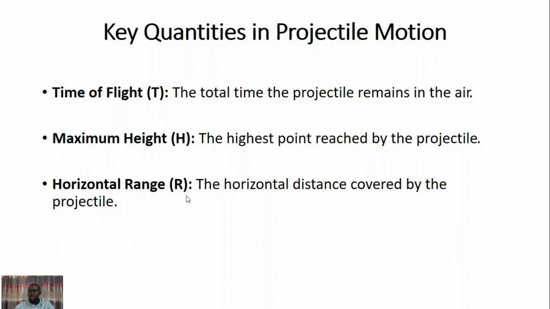There are key quantities in projectile motion, and these include the time of flight, which is the total time the body spent in the air. Let's say the body is thrown like this. Total time it spent in the air is the time of flight, and the maximum height is the height it attained before it starts coming down. Okay, that's the maximum height. And the horizontal range is the distance from where it is thrown to where it landed, or the horizontal distance. That is the range. Okay.